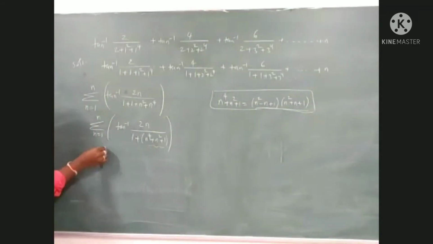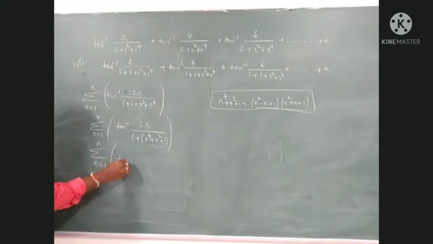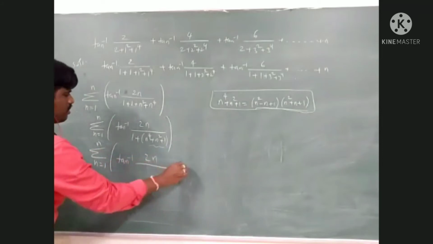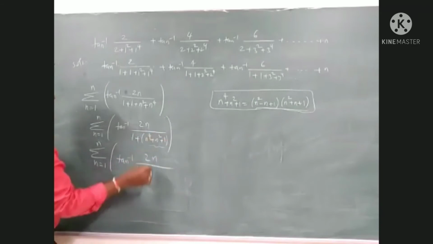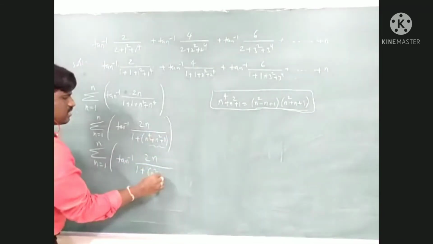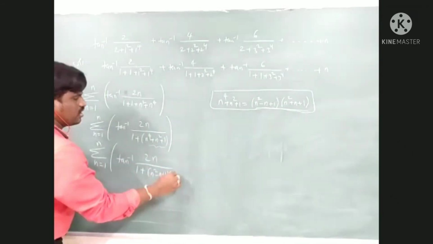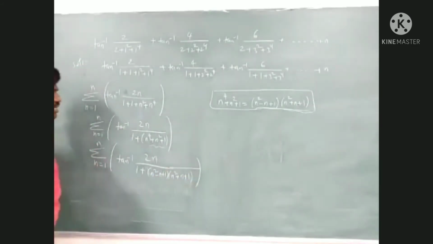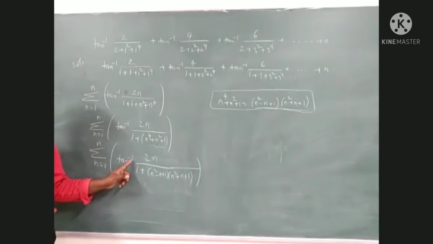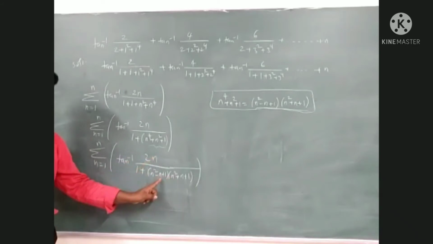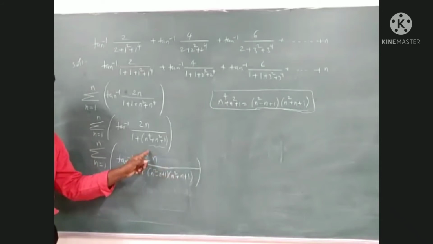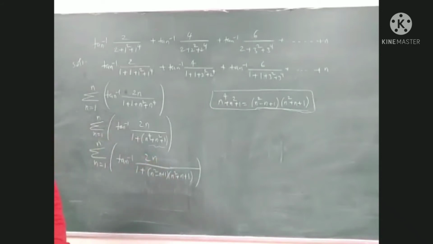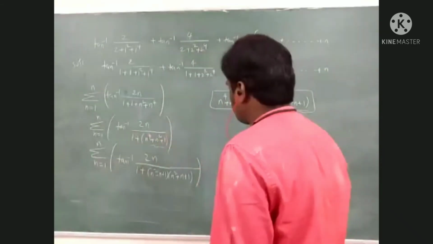So I can write sigma n equal to 1 to n tan inverse 2n upon 1 plus n square minus n plus 1 into n square plus n plus 1. Is it okay? Now this is in the form of tan inverse something by 1 plus x into y. If I write x into y, I should get x minus y on the top. So what should I write on the top?